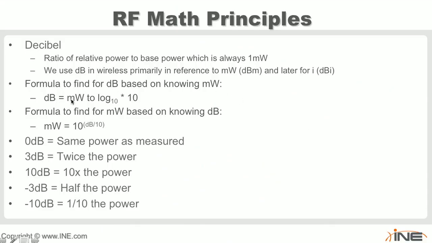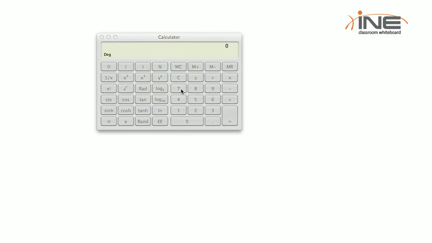So that was if we already know the milliwatts, how do we find the decibel relevant to milliwatt, dBm? The formula to find the milliwatt, based on already knowing the dB, is that the milliwatt is going to equal 10 to the power, or 10 to the exponent, of the decibel already divided by 10. So first we take the decibel that we know, divide that by 10, and then raise 10 to the power of that result.